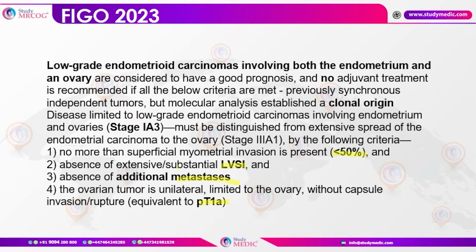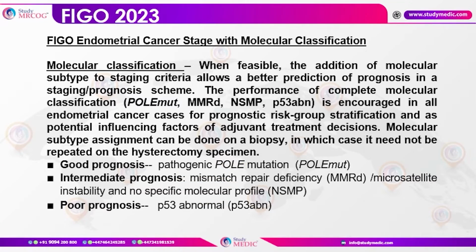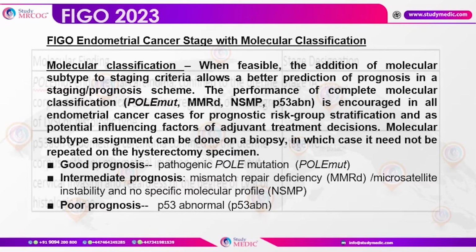all the features which are suggestive of more distant spread and metastasis should be ruled out for you to stage it as stage 1A3. Earlier it was termed as a synchronous endometrioid carcinoma of the ovary and the endometrium. However, now it is renamed and grouped into stage 1A3. Molecular classification is very important. Just to remember that the good prognosis is with the POLE mutation, intermediate prognosis is with mismatch repair deficiency or NSMP type, and P53 abnormal have a poor prognosis.